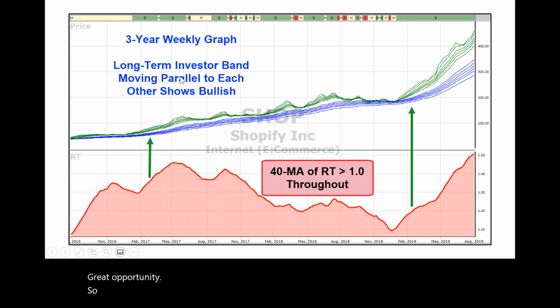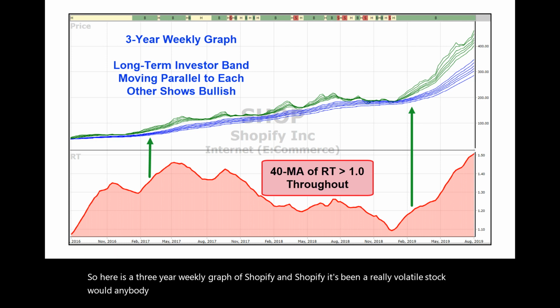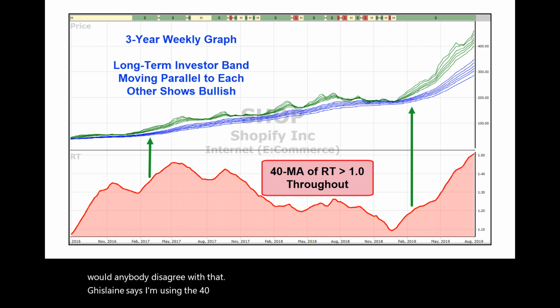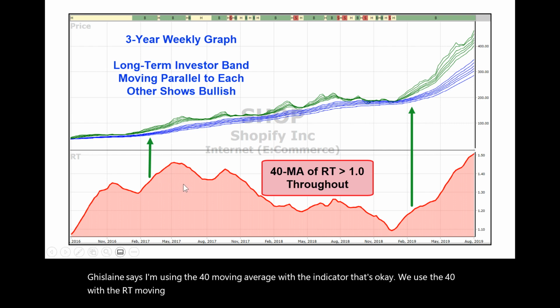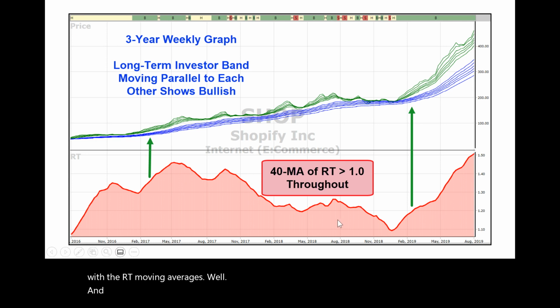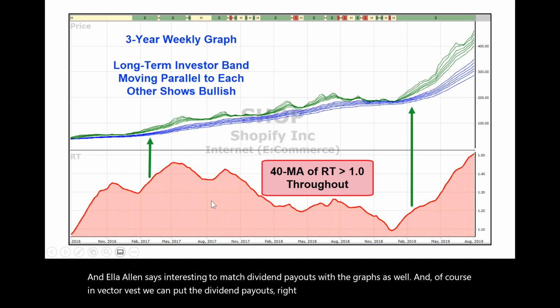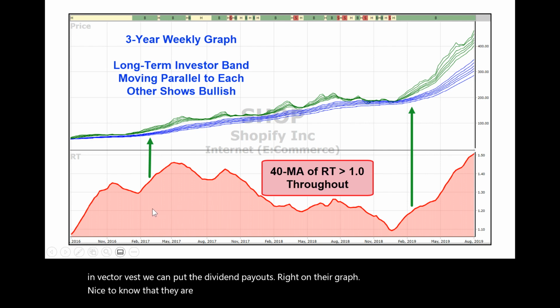So here is a 3-year weekly graph of Shopify, and Shopify has been a really volatile stock. Would anybody disagree with that? Ghislaine says I'm using the 40 moving average with the indicator. That's okay. We use the 40 with the RT moving average as well. And Ellen says, interesting to match the dividend payouts with the graphs as well. And of course, in VectorVest, we can put the dividend payouts right on the graph, or at least to know that they are making the payouts for sure.